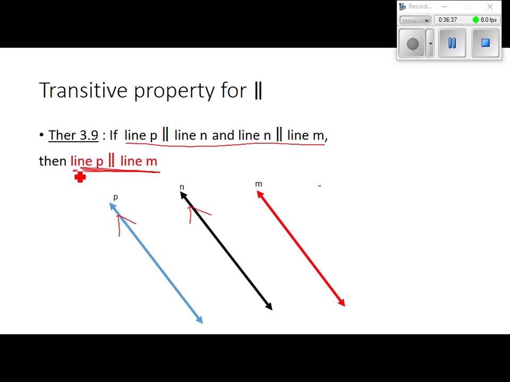So what they're saying here, if this one is parallel to that one, shh, I'm not gonna have to talk over anybody the rest of the block, so if you're talking while I'm talking, it's gonna be a detention.